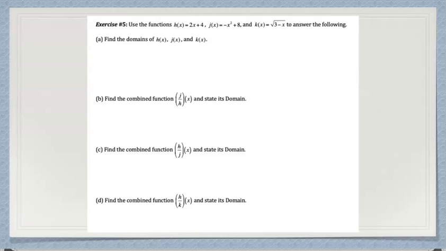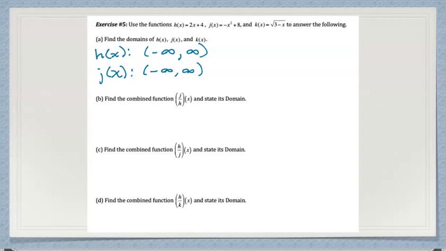So now I have three functions: h of x, j of x, and k of x. If I'm going to find the domains for each of these, the domain of h of x, which is just a line, 2x plus 4, is negative infinity to infinity. No problems there. The domain of j of x is similar because this is a parabola. There's no number I can't square. So that domain is negative infinity to infinity.